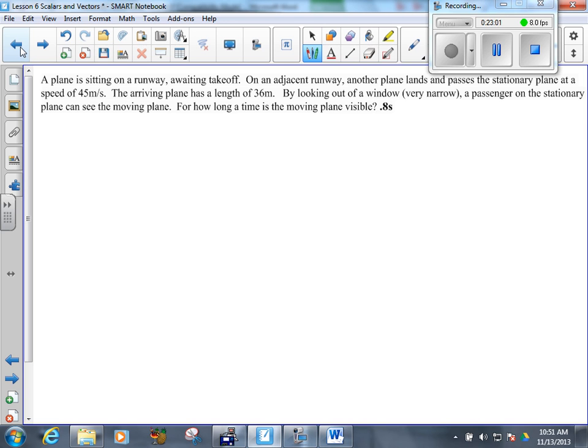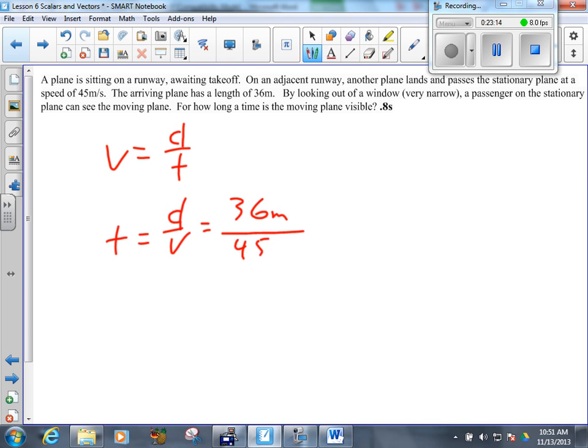So we're looking for the time. So simply v equals d over t, but we're solving for t. So t equals d over v, 36 meters over 45 meters per second, and that should give us 0.8 seconds. It's a little confusing, the wording of that, but that's how you would do it. Anytime you're trying to find out the velocity of something and you're watching it through a narrow opening, you use its own length to figure out its speed.